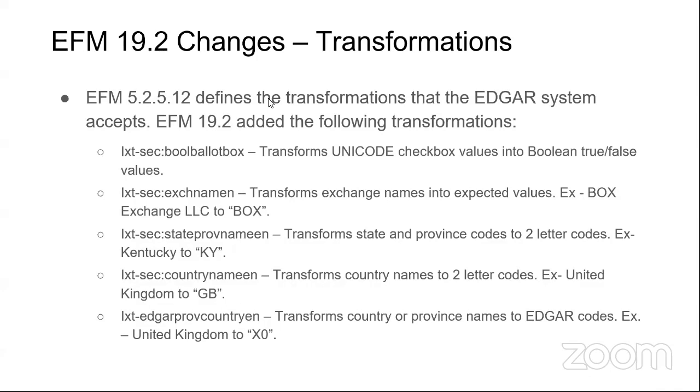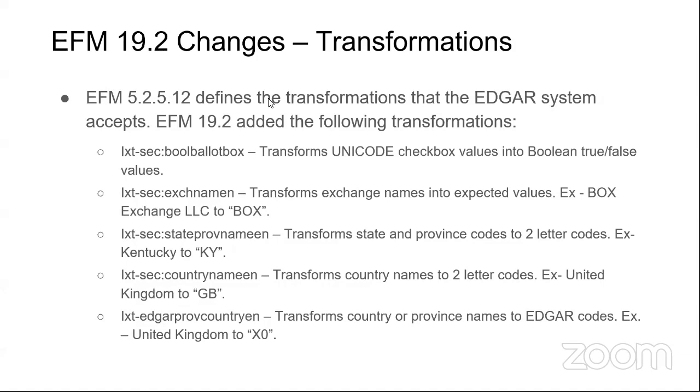There is also a transformation for the Edgar province country code, which transforms a province or country name into an actual Edgar code. So you can use this transformation to convert United Kingdom into X0, which is the Edgar expected value for United Kingdom. Now, the software that you're using to tag this should handle a lot of this behind the scenes for you. You shouldn't have to specify exactly which transform you're using, although it is helpful just in case your software does require you to do that.